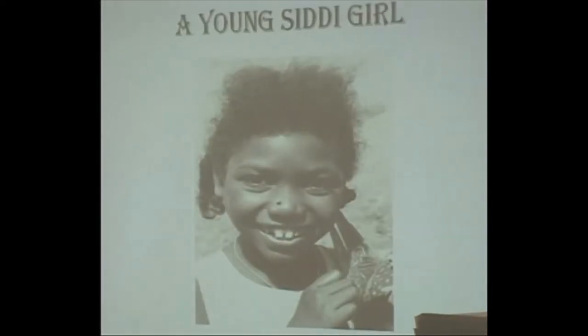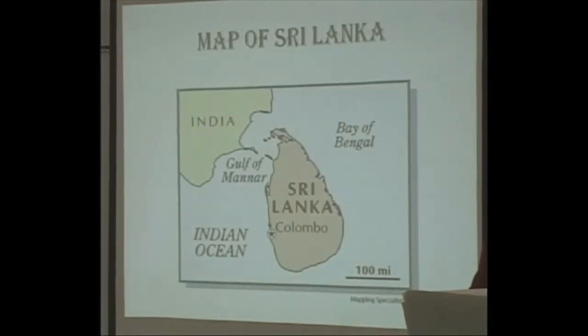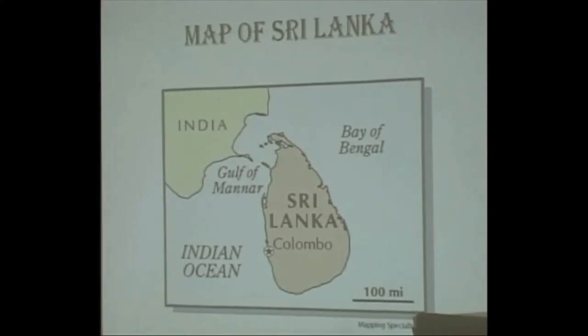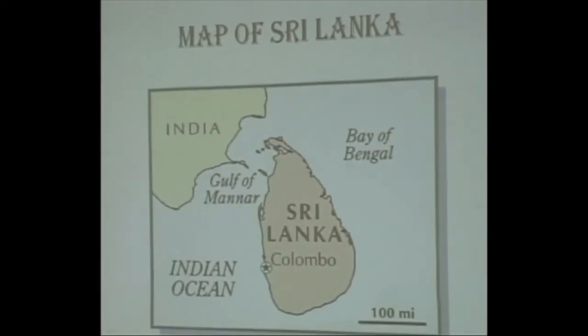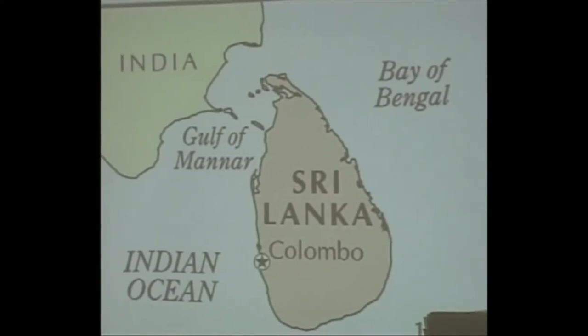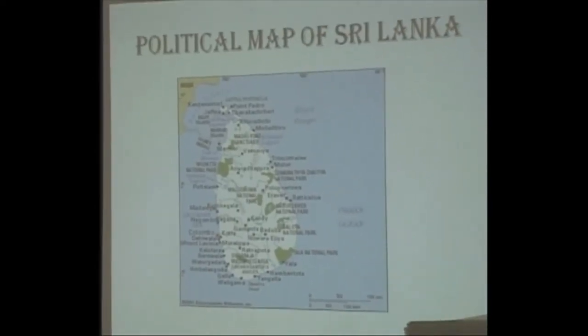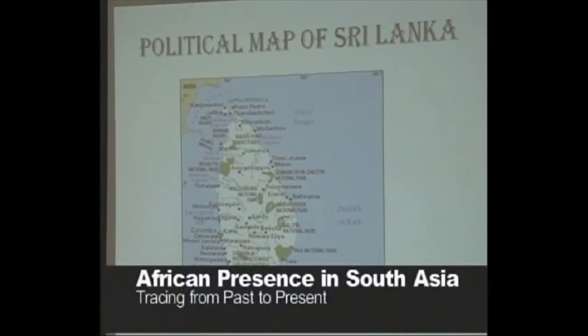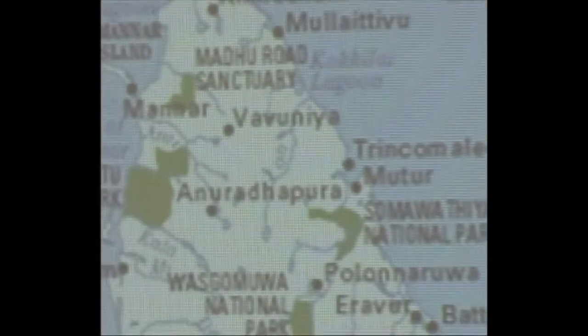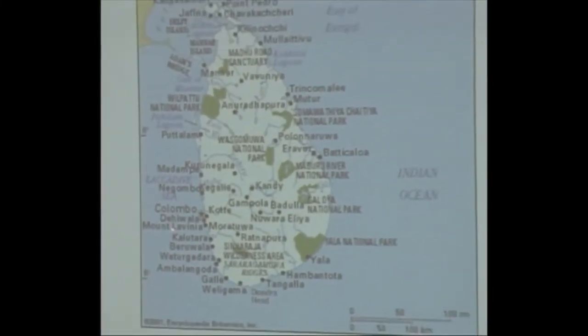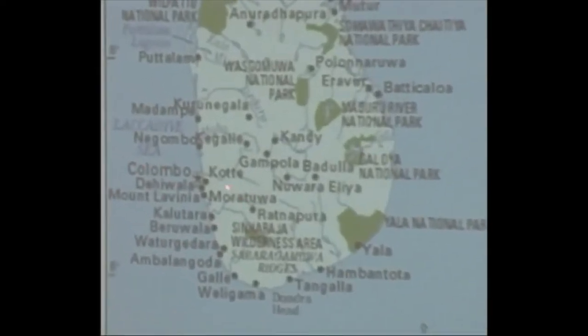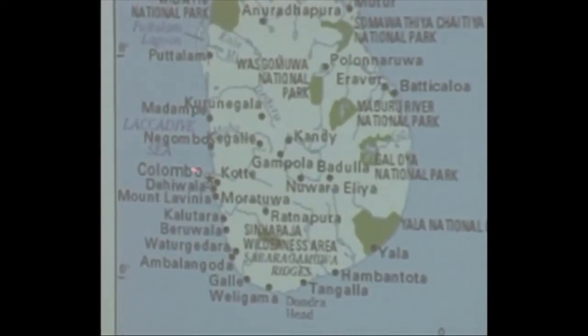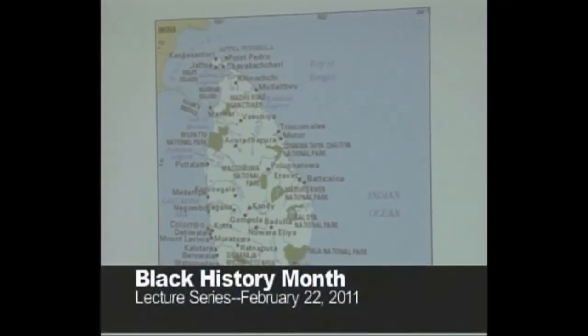African descendants, now here's another case. This is a young Sidi girl in Western India. Now we are going to the south of India, Sri Lanka, where you have a significant Afro-Asian population. So this population is concentrated here in Trincomalee, okay, in Puttalam here, and in Batticaloa, okay, and also in Colombo, Negombo here. All right, so they are called the Sri Lankan Kaffirs.